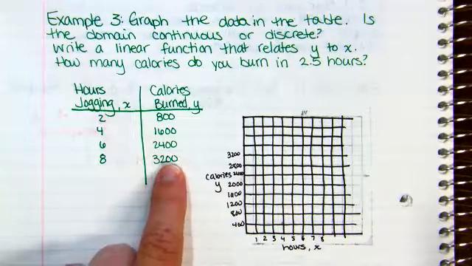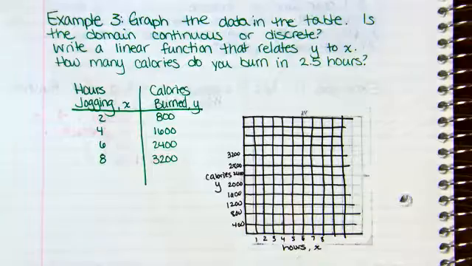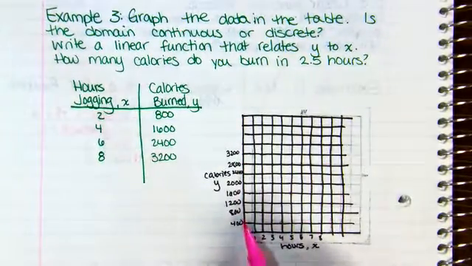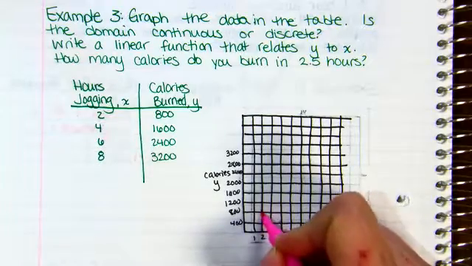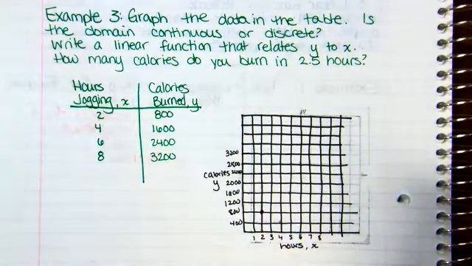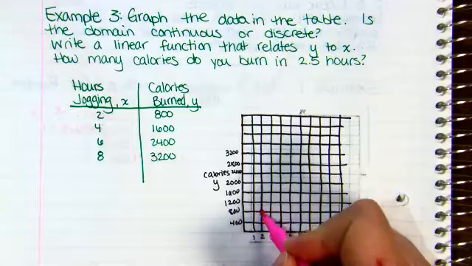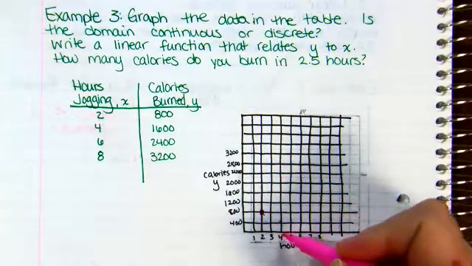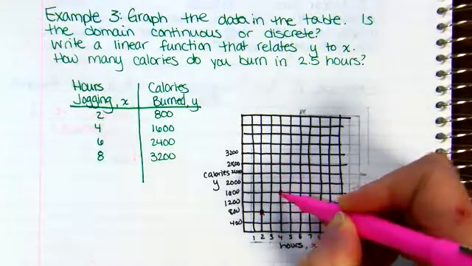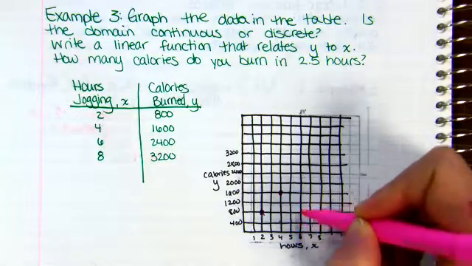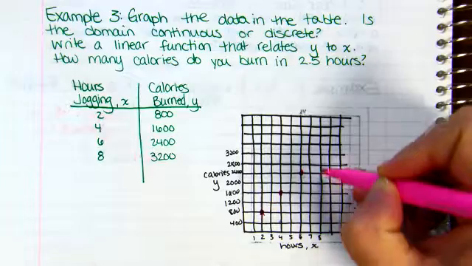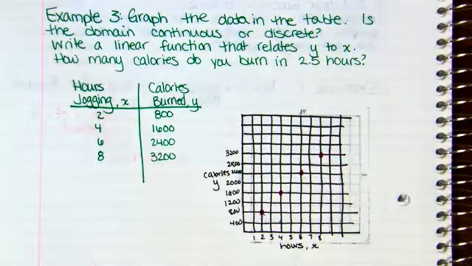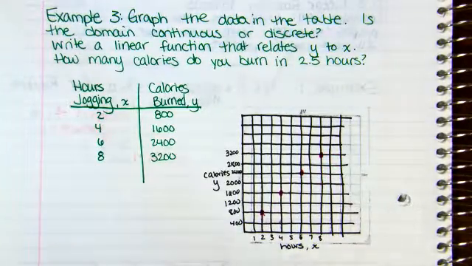So the first step says to graph the data in the table. I already have an axis here. I'm going to graph (2, 800). You can just barely see that, but there's (2, 800). There's (4, 1,600). (6, 2,400). And (8, 3,200). So I graphed those amounts.